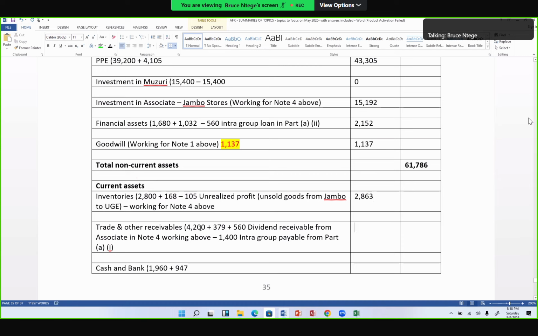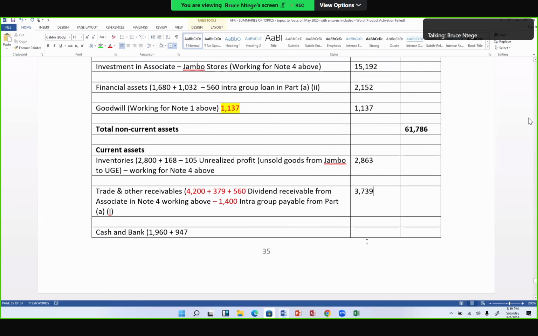And for receivables, I have figures here. I also have a figure somewhere down there so that I don't miss it. I have a minus 1400. So I need to put it in red so that we see all of them. So starting with 4200 plus 379 plus 560 minus 1400. So I have a 3739. 3,739 there.